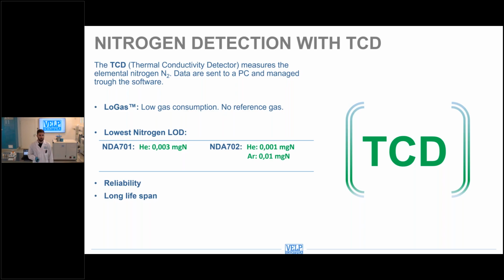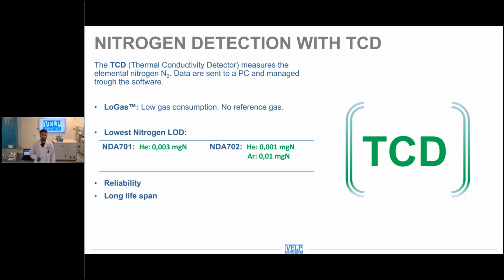The thermal conductivity detector is defined as low gas, meaning low gas consumption. This is thanks to the work of the R&D department, which developed a thermal conductivity detector that works without a reference gas, in order to reduce the consumption of the carrier gas. The TCD of the NDA 701 has a limit of detection, or LOD, of 0.003 milligrams of nitrogen.